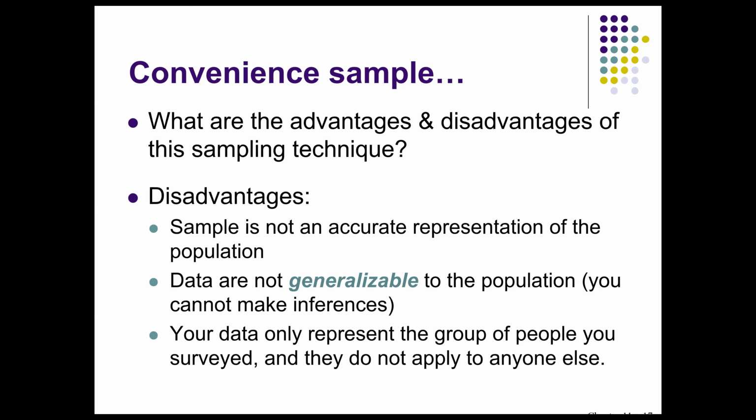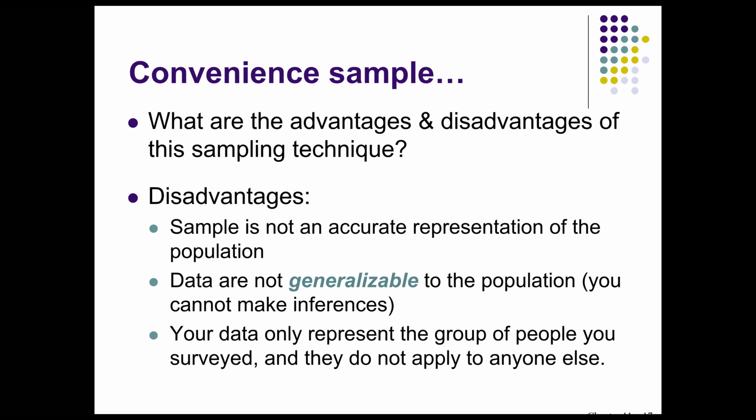And so your sample isn't going to accurately represent the CSUN student population. It's just going to represent the people who showed up to the library at 10 a.m. and who are willing to take your sample. So the data that you get from your survey, even if you survey 500 people, even if you survey more than that, those data are not generalizable to the population. So you can't make inferences.